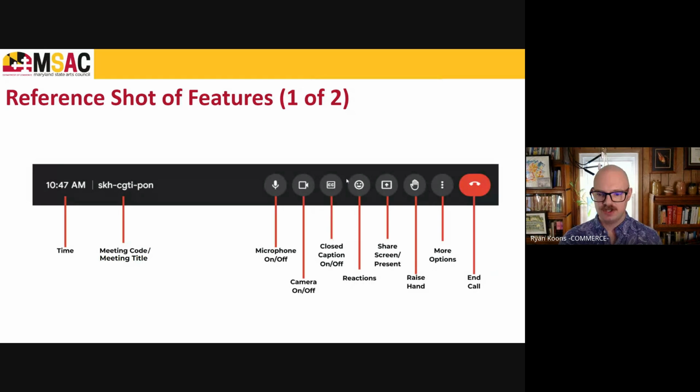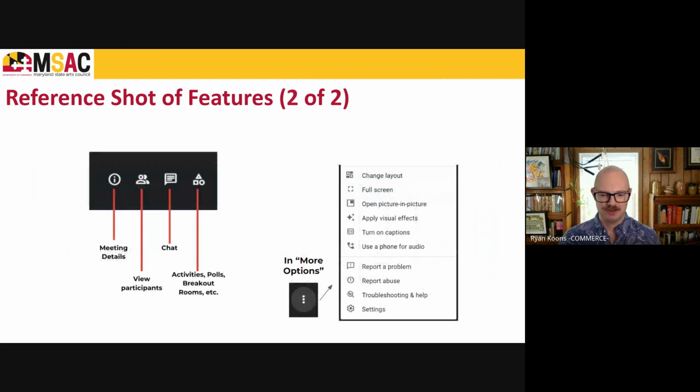Also, you'll notice here the closed caption icon that you can toggle on or off. Please note that those closed captions are created by computer. They are not created by humans, so there's always going to be the possibility of some accuracy issues with those captions. Here's an additional shot of some of the features.